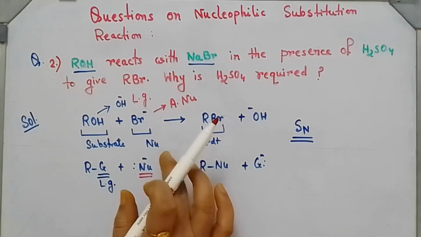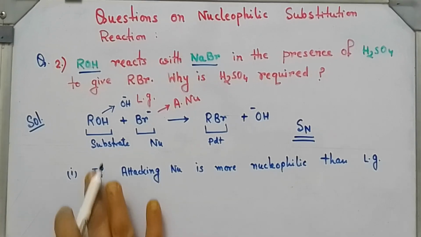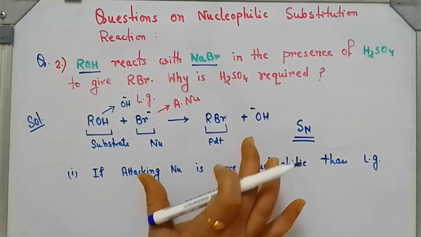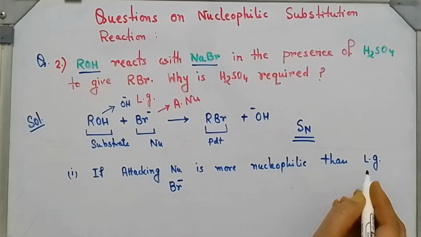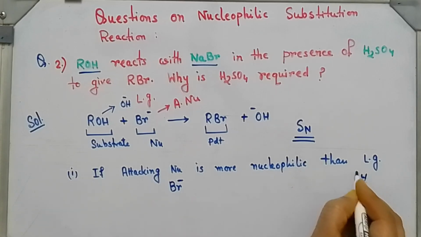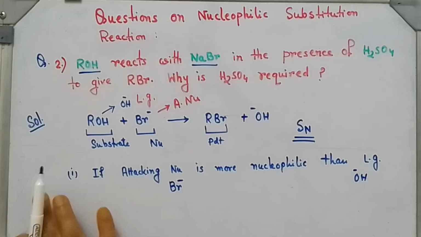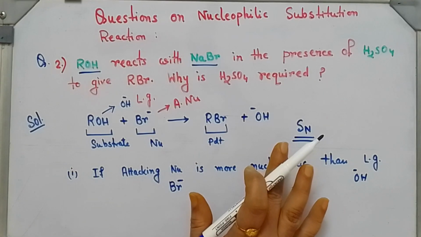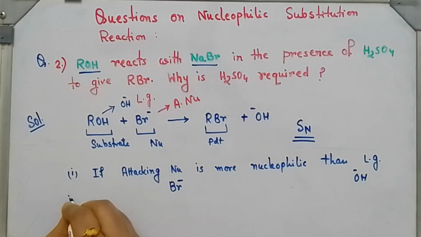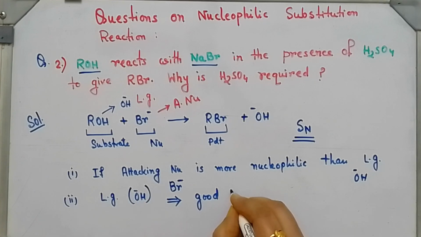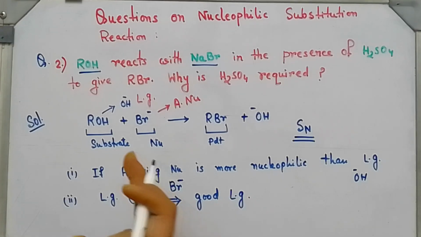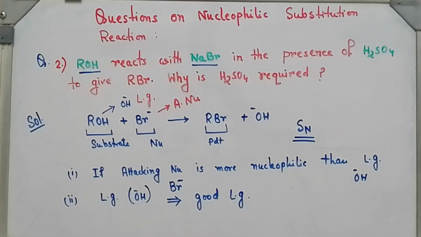Their properties are different. This nucleophilic substitution reaction is possible if the attacking nucleophile, Br minus, is more nucleophilic than the leaving group or leaving nucleophile. Here the leaving nucleophile is OH minus. Then only this reaction is possible. Or you can think in this way: the leaving group here is the hydroxide ion OH minus. The leaving group should be a good leaving group. So we have to check whether OH minus is a good leaving group or not.